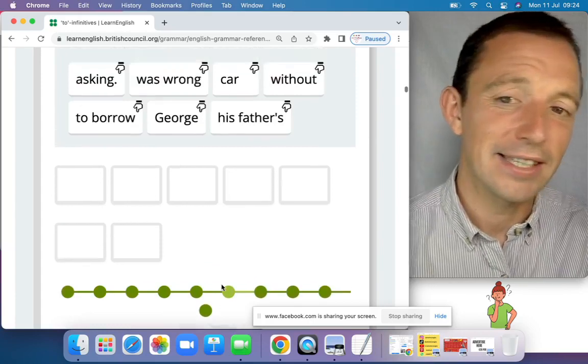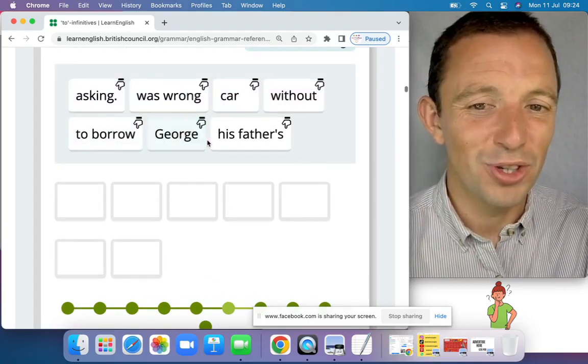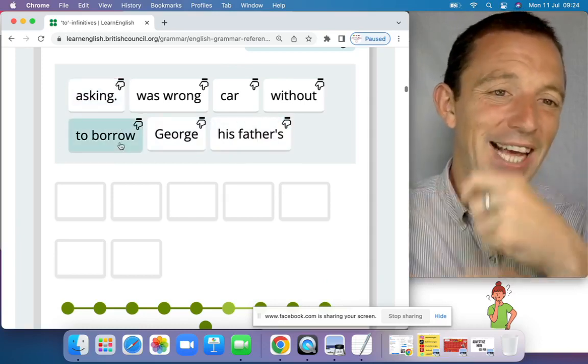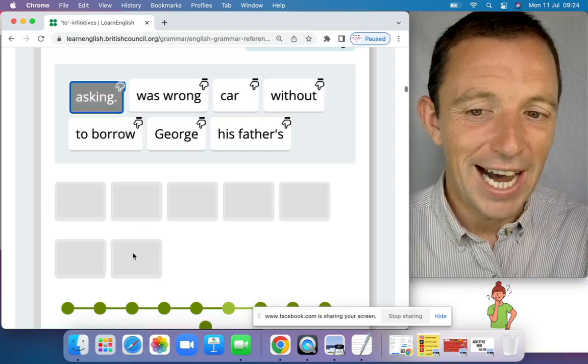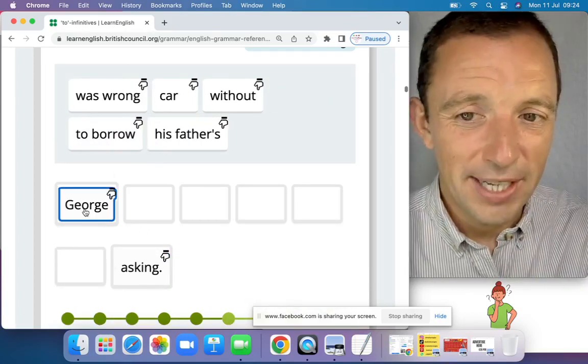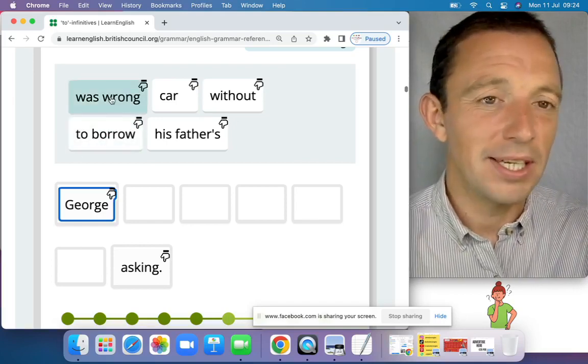Question. Next. Asking was wrong. Car without to borrow George his father's. Borrow, remember the verb to borrow and to lend. So the last word is asking. The first word is the capital letter. George is the subject, and the verb is to borrow, or the verb is to be.